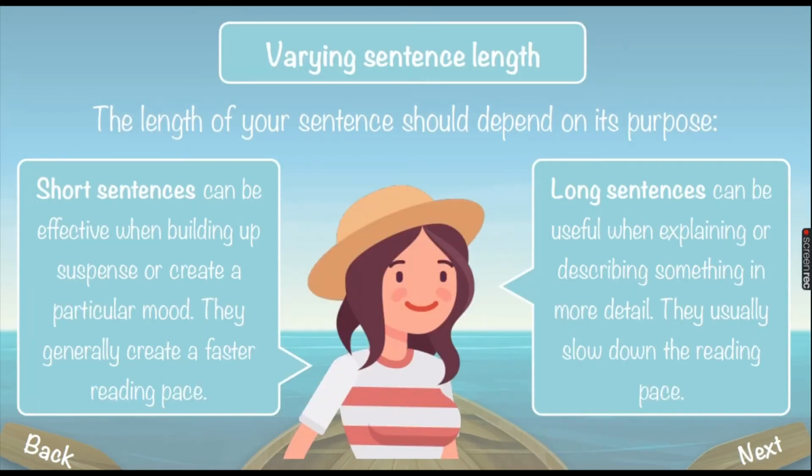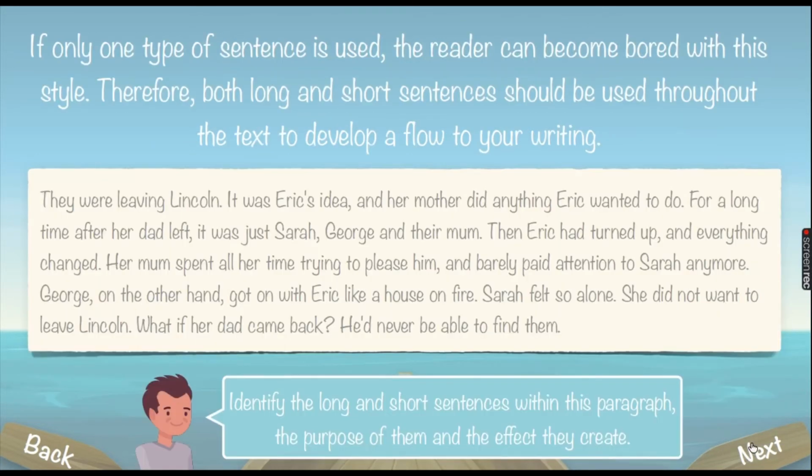Varying sentence lengths. Again, the length of your sentence should depend on its purpose. Very short, simple sentences are effective when building up suspense or to create a particular mood. They generally make it faster to read, whereas longer sentences are very useful when explaining or describing something in detail. They slow down the reading pace. If only one type of sentence is used, the reader can become quite bored with this style. Therefore, you should mix up long and short sentences throughout your writing.